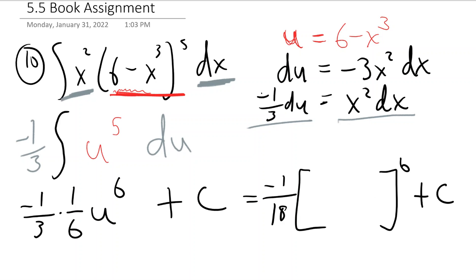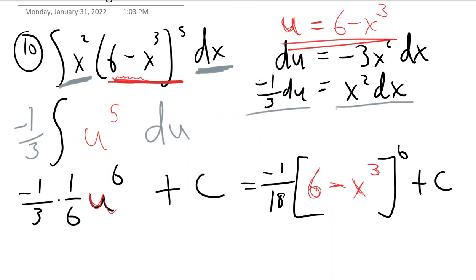So in the end, instead of saying u to the 6th, you need to plug this back in. Now, this book assignment's long enough that you're not going to want to do this all the time, but if you don't do it sometimes, then you're not going to think about it or be ready to do it on an assessment when you have less time.